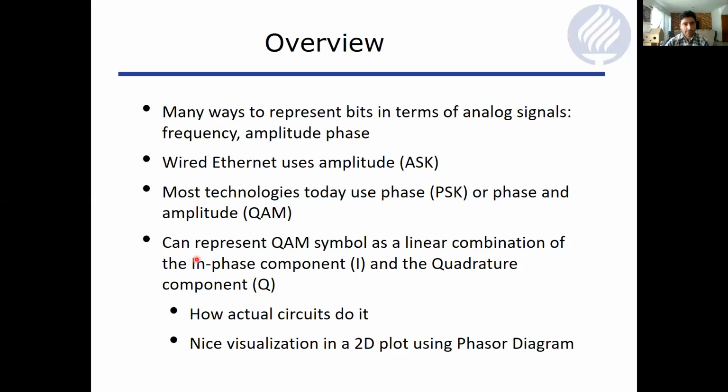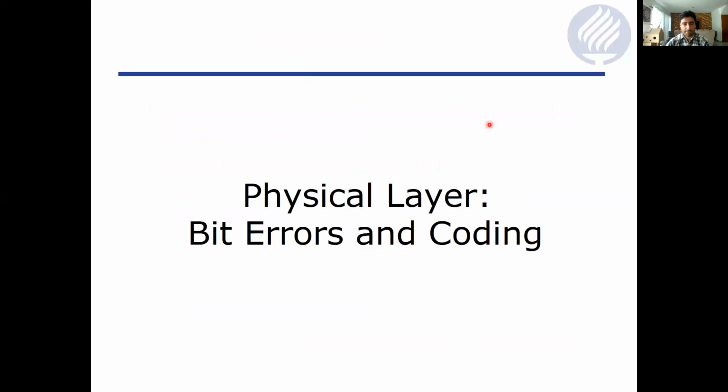You remember in QAM, we said we are changing both the phase and the amplitude of the signals. So we could represent QAM symbols as a linear combination of the in-phase component, or I, and the quadrature component, Q, which we call IQ modulation. That's basically how it happens in the actual hardware. And you can see how easy it is to use this 2D plot, the phasor diagram, to understand what's happening in the physical layer.